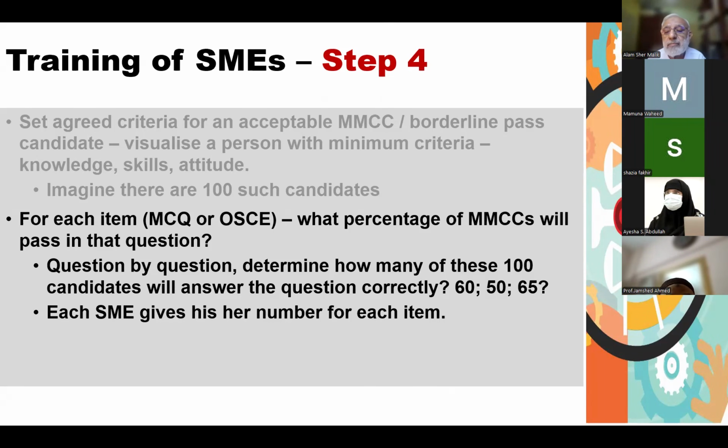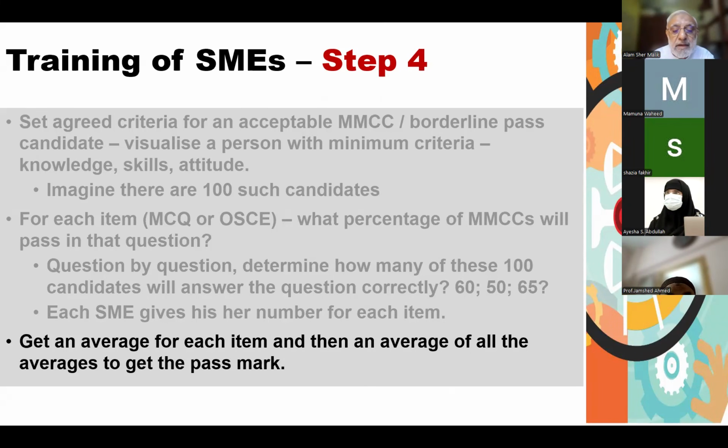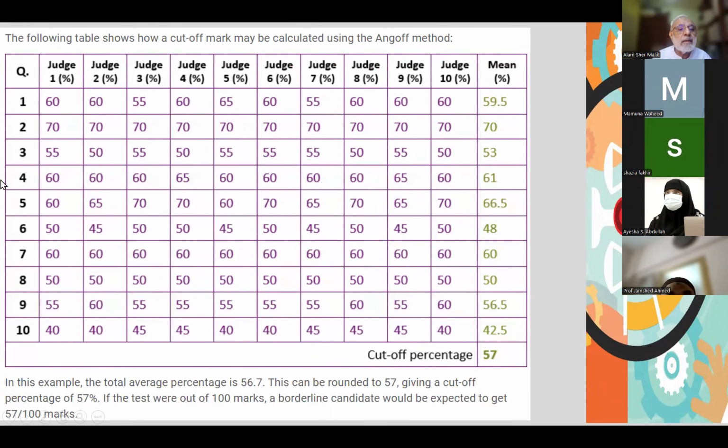That's what we did in Angoff's method as well, and also in the previous example of this Angoff method. And then get an average for each item, and then an average of all the averages, the table I showed you previously as well. So after training the SMEs, they are asked, imagine there are 100 candidates, and out of those 100 candidates, how many of them will be able to answer this question correctly. This means we are talking about minimally competent candidates.